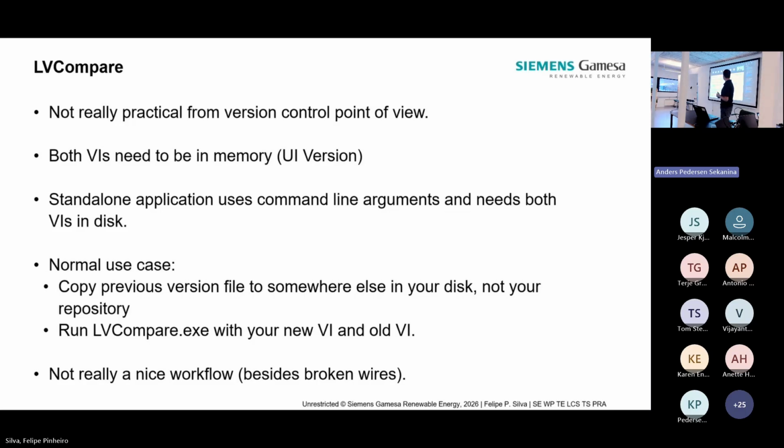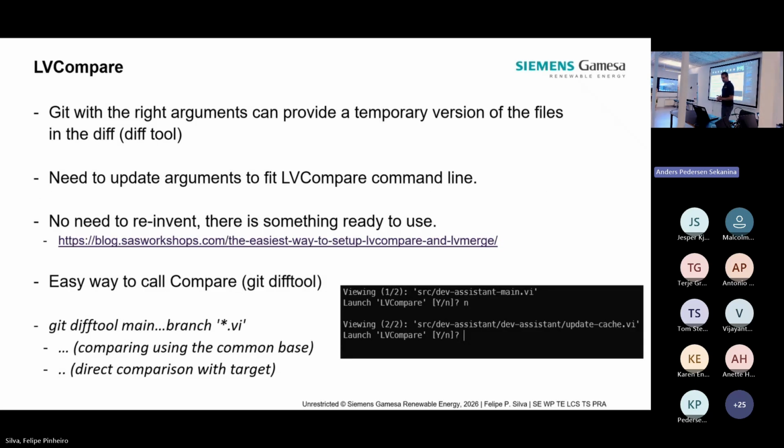So it works, but it's not a really nice workflow. If you use Git, it has another command called Diff. That one can do something and then call LV-compare behind the scenes, check out this temporary version that you want, instead of you doing the downloads manually and so on. So it knows how to do things, but it's not compatible with the LV-compare way.